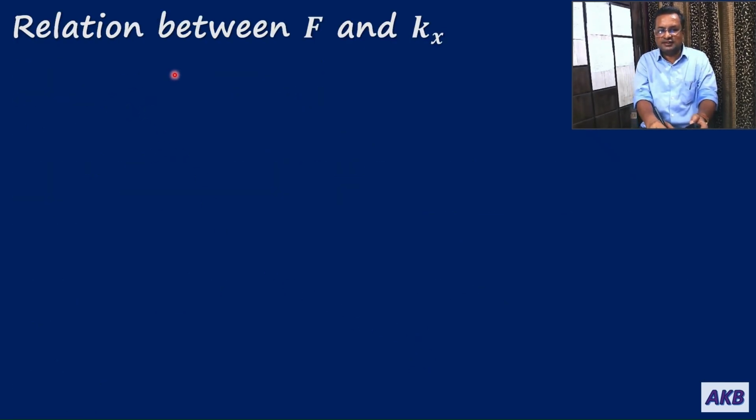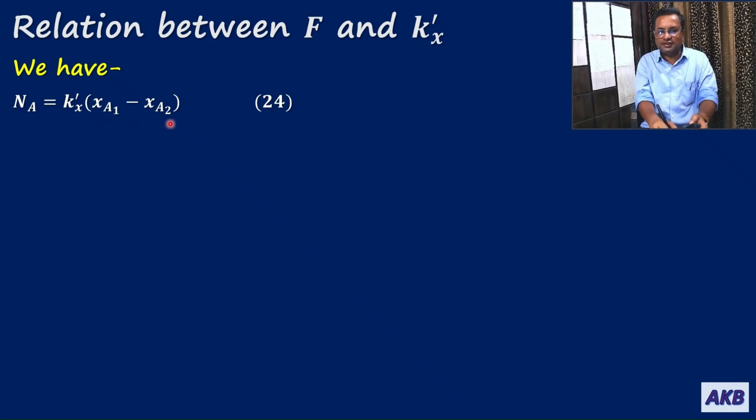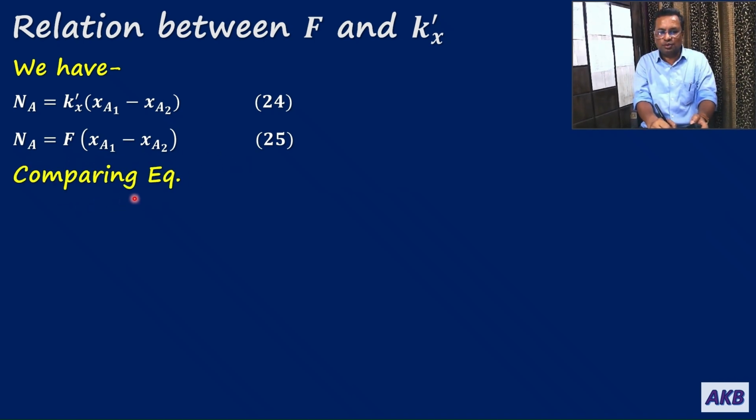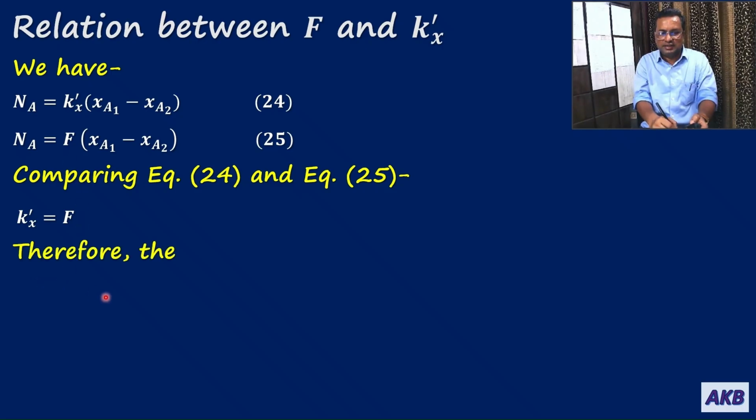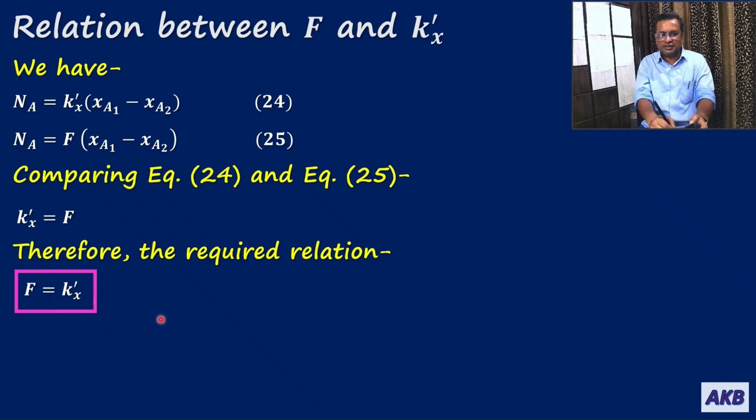Again, we are discussing the relation between F and K'_X. So we have the equation N_A is equal to K'_X into (X_A1 minus X_A2), equation 24. We got equation 25, which is N_A is equal to F into (X_A1 minus X_A2). Now you can compare equation 24 and 25. So the comparison gives K'_X is equal to F, and therefore the required relationship is nothing but F is equal to K'_X. So this is how F and K'_X are related with each other.